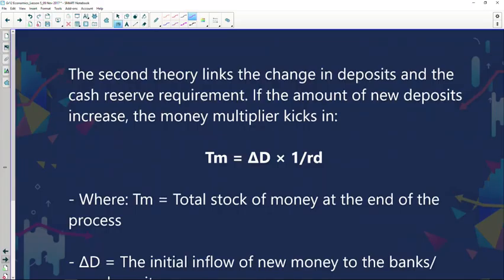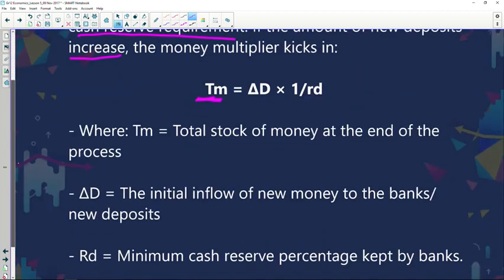The second theory links the change in deposits. So now we're looking at the change in deposits and the cash reserve requirement. If the amount of new deposits increases, the money multiplier then kicks in. So total stock will equal the aggregate demand, and then we will have to multiply that by 1 and divide it by RD.